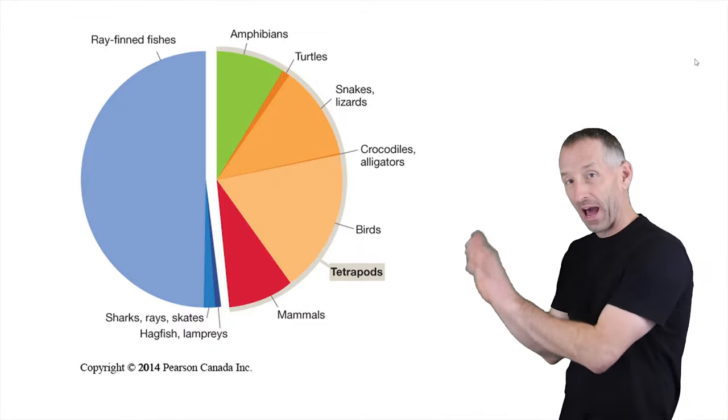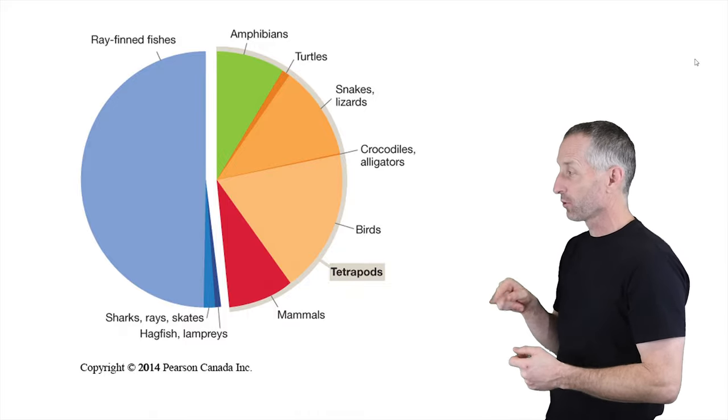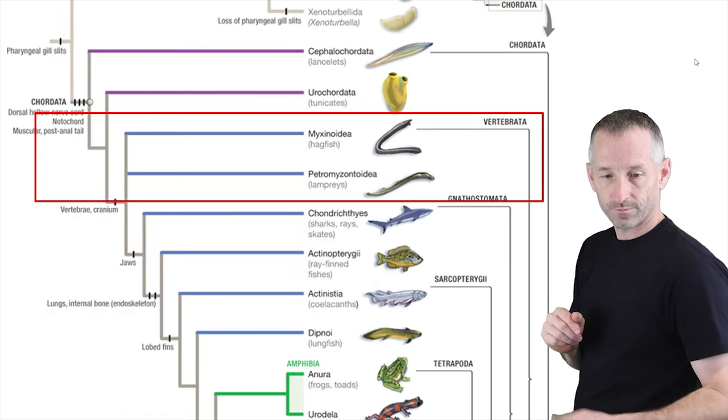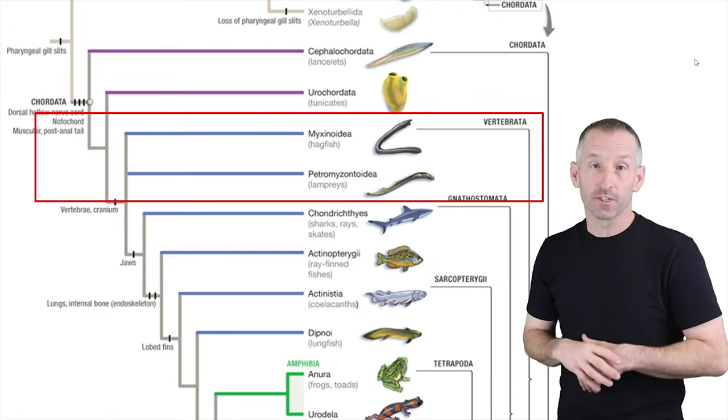So we're going to talk about that just in this next 20 minutes. And then in the other lectures, we're going to go through those other groups that you see on the right-hand side there. Okay, so let's take this evolutionary tree and look at each of the different groups.